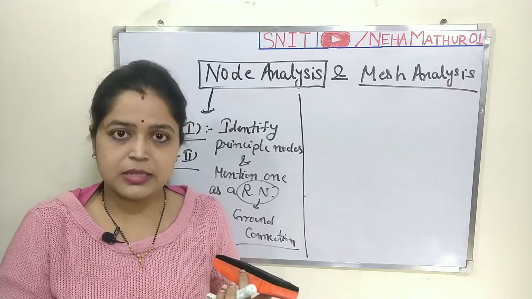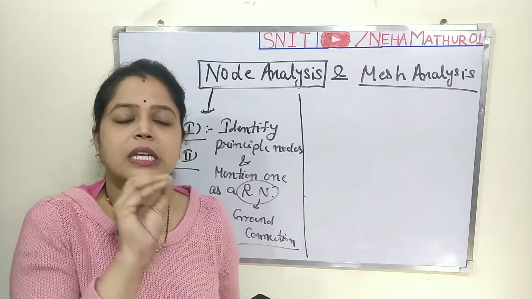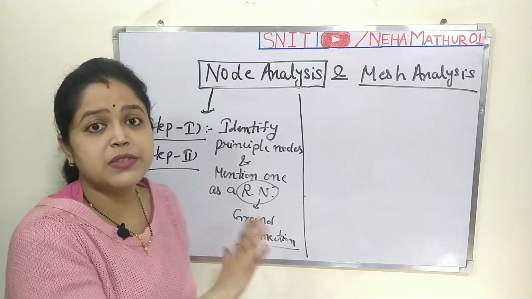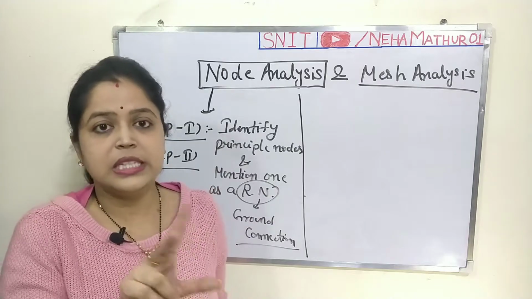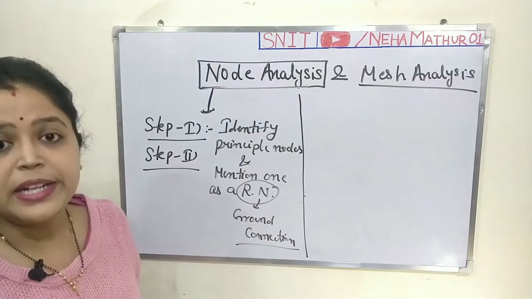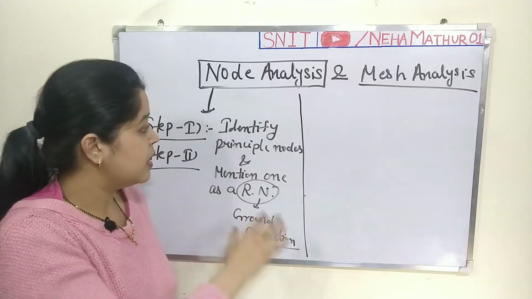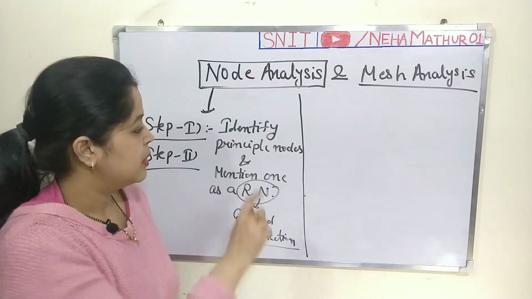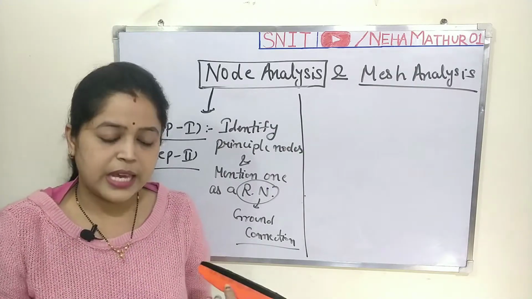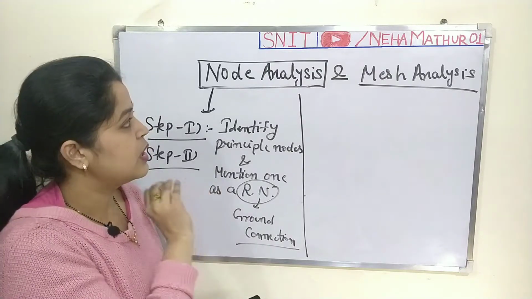So the first step is the identification of the principal nodes and the second step is labeling all the principal nodes with respect to the reference node, that means with respect to the ground connection. These are 2 steps, while in the third step you will have to write node equations, or I can say you will have to write particular equations related to those principal nodes. In this step you will use KCL, Kirchhoff's current law, for writing the nodal equations.